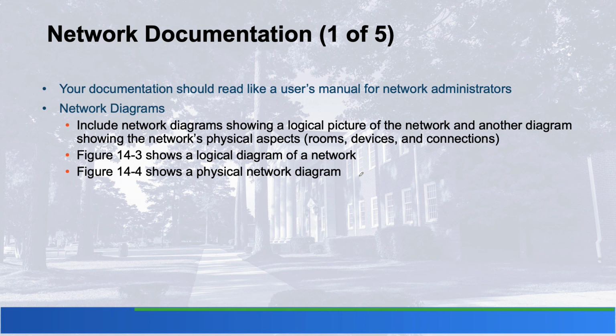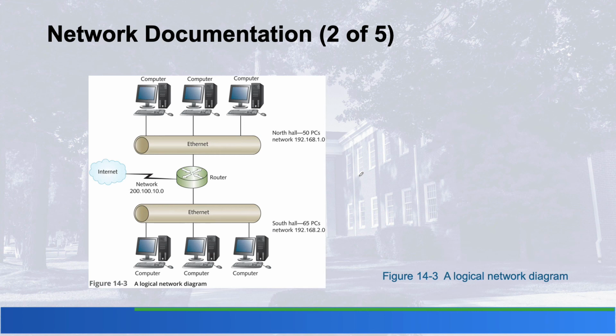We should use our network documentation. Your network diagram should include diagrams showing a logical picture of the network and then the physical network. Here's a logical diagram. Notice it doesn't really tell us where these computers are located. It tells us how they're logically connected and their addressing. So it tells you what network addresses you have, the connectivity devices, the network numbers, and how they connect to the internet. So this is a logical network diagram.